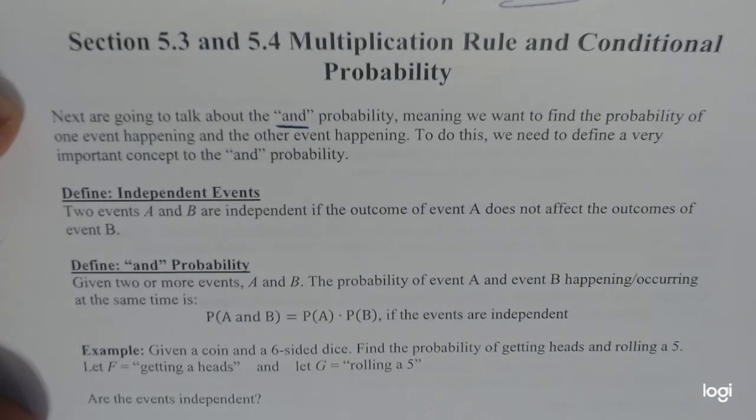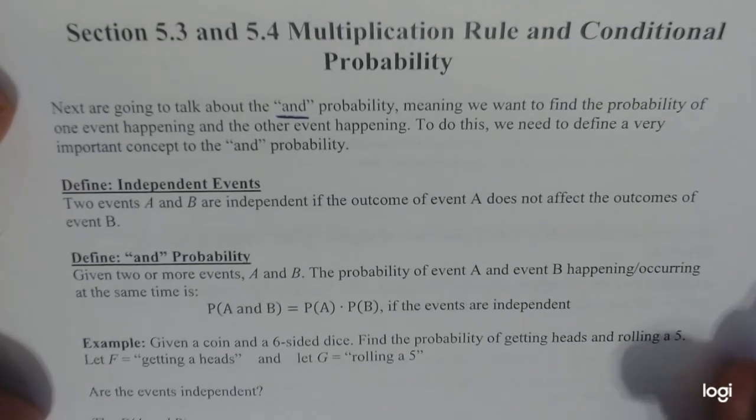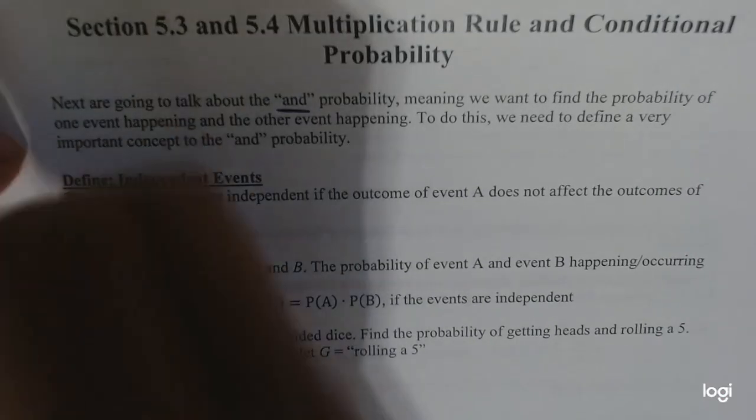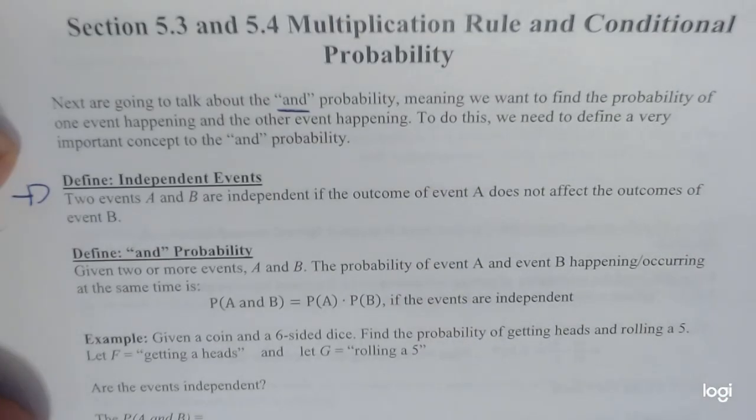Different than the or, right? This is this or this happening. Now this one, I want both of them to happen at the same time. So we talked about this concept last time, but we're going to define it in far more detail in this section here. So the first major definition is something called independent events.